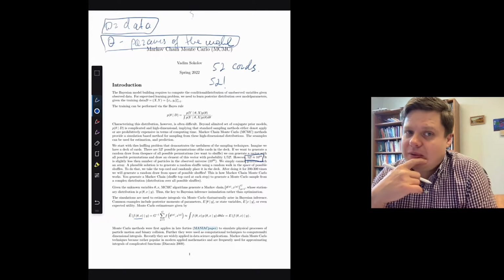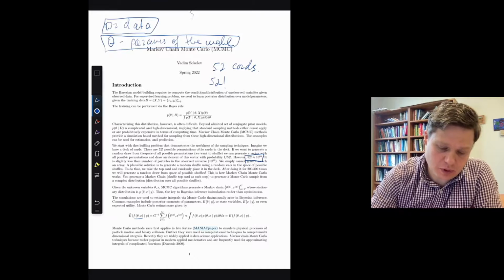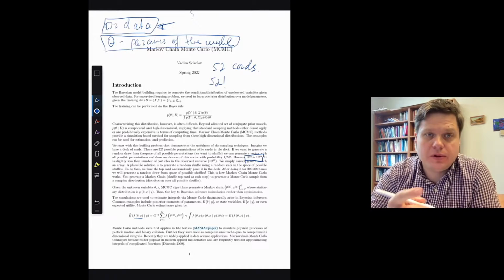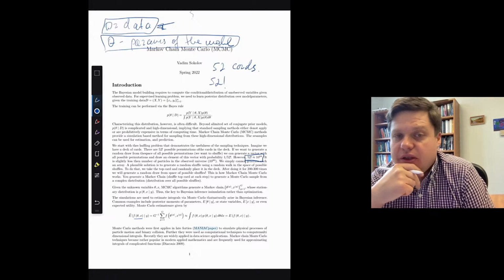So we'll start talking about Markov Chain Monte Carlo, MCMC for short. We'll change notation a little bit. We're going to use D for the data instead of Y now, and we'll keep using theta to denote parameters of the model. So let's do a quick motivating example.